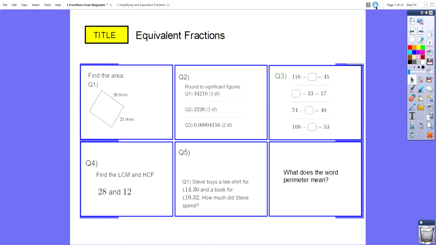Hi Year 7, today we are looking at equivalent fractions. So we're going to start off with our starter grid again. Pause the video, give yourself enough time to answer all 6 questions, and then when you're finished, unpause the video ready to mark these.